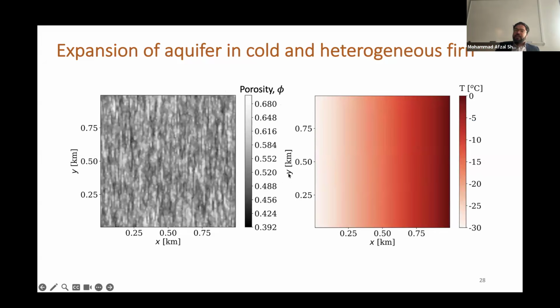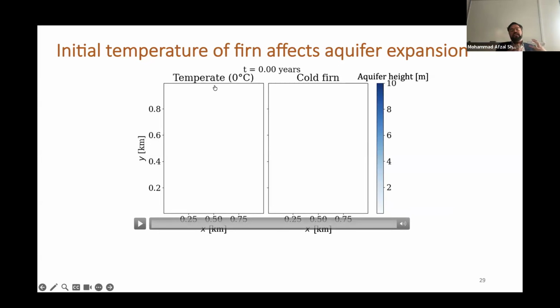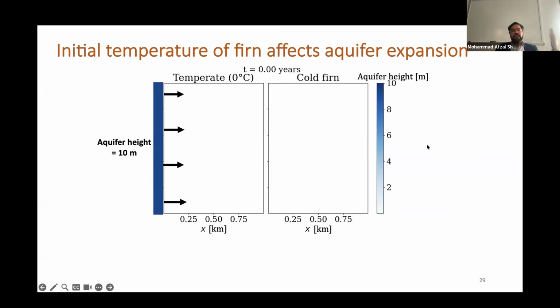On the right, you're looking at temperature that goes from -30 on the left to 0 degrees Celsius on the right. And let's see how firn will evolve in this for the two cases. Here on the left, for the control, I am using a 0 degrees Celsius firn. So instead of having the temperature variation I showed on the previous slide, it's all 0 degrees Celsius everywhere. On the right, it's the same cold firn I defined on the previous slide. And to do this test, I'm assuming an aquifer height of 10 meters on the left side, and that would lead to an aquifer expanding from left to right over time. And let's see how this aquifer will expand.